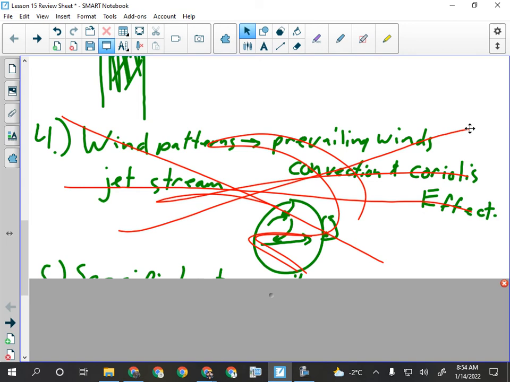Just too bad, because I bought a big exercise ball to demonstrate the Coriolis effect last semester. I still haven't gotten to use it.